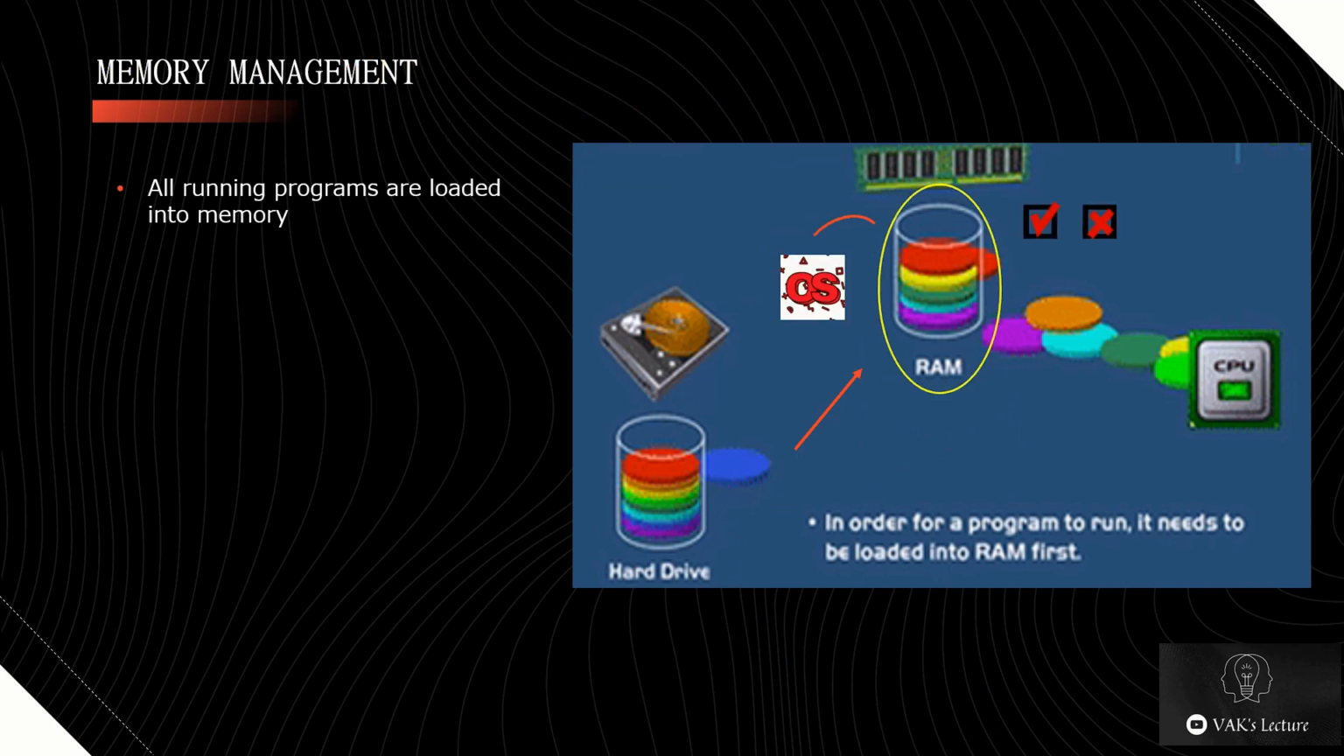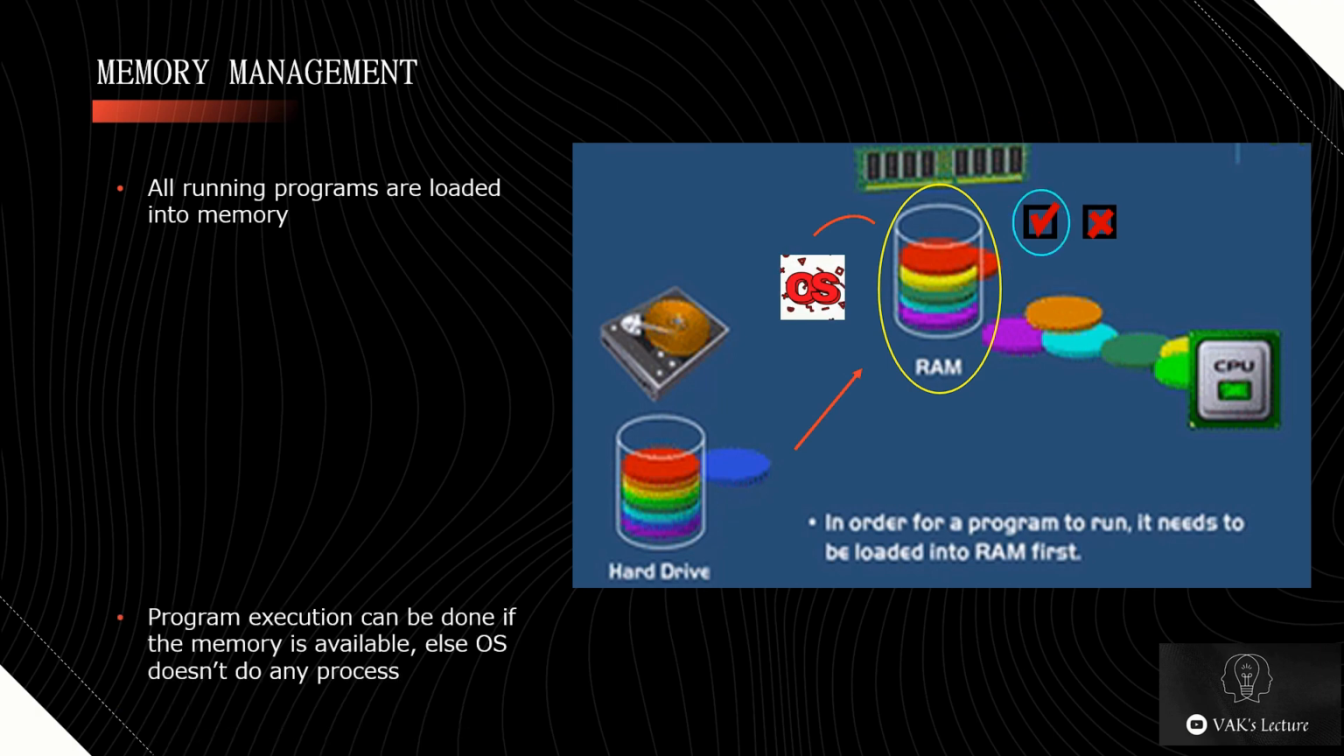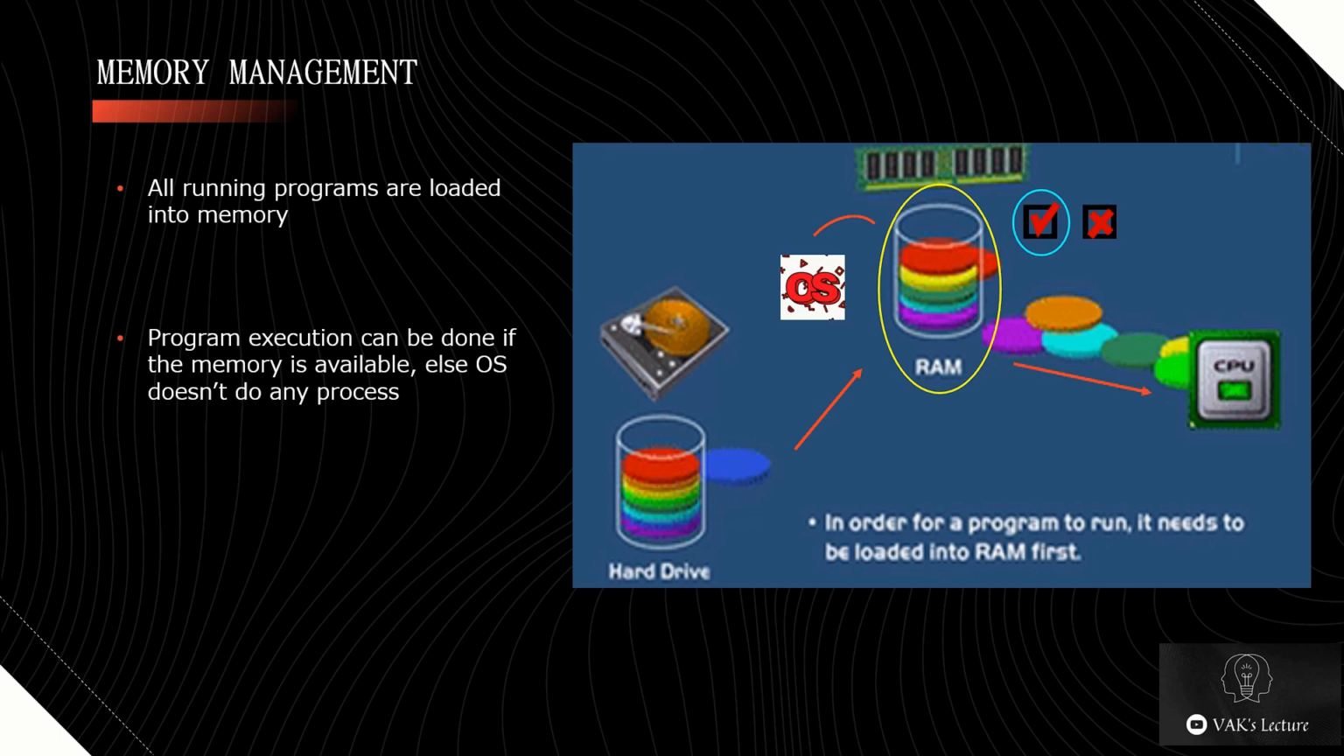Before loading the programs, the operating system verifies whether the memory space is available or not. If the memory is available, then the operating system allocates the memory to the programs. Once the program is executed, this program is removed from the memory. Again, this memory is allocated to the next running program. If the memory is not available, then the operating system doesn't do any process. So, the memory is managed by the operating system.